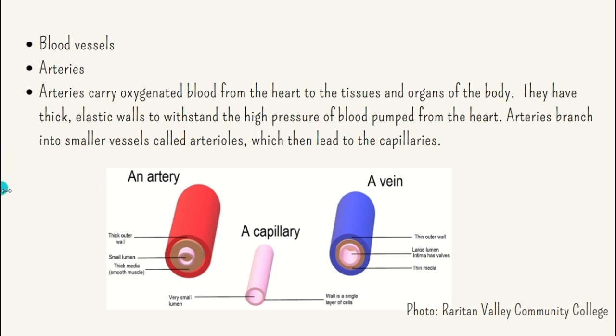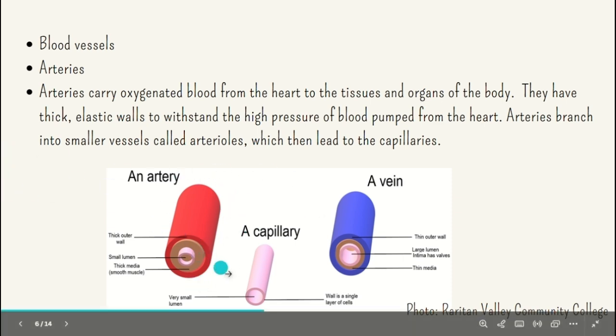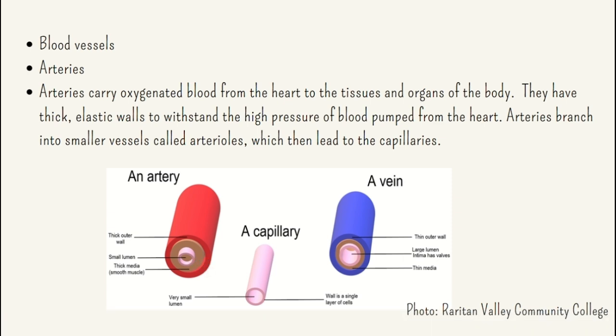Now, one of the most noticeable things about the artery is the size of the lumen. So this is actually very important. You can see that the lumen is quite small. We're saying that the arteries carry oxygenated blood away from the heart to the rest of the body, and it has a small lumen. Basically, the lumen is a little hollow space, and that's the space where the blood will travel through.